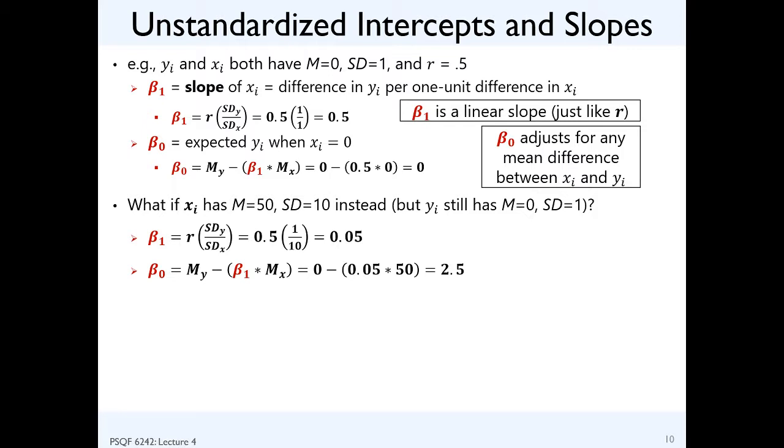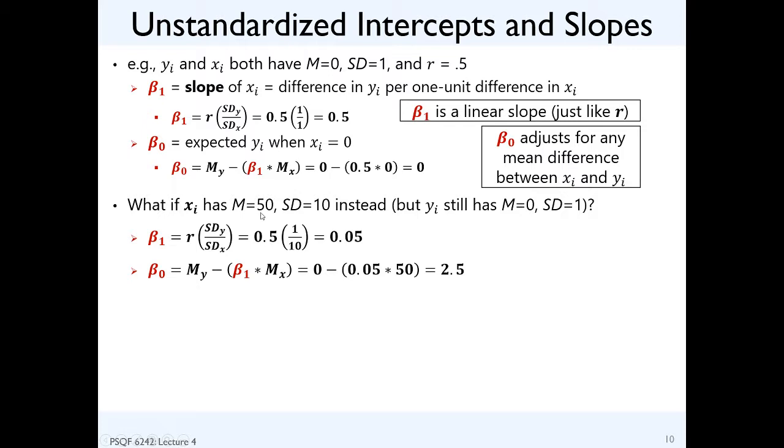What if X has what's called a t-score distribution, mean 50, standard deviation 10? Beta 0, the intercept, and beta 1, the x-slope, have to adjust. Beta 1 becomes 0.05. So now, a 1 unit change in x relates to a 0.05 change in y. Because x has a lot more units now. Each one has a lot smaller contribution.